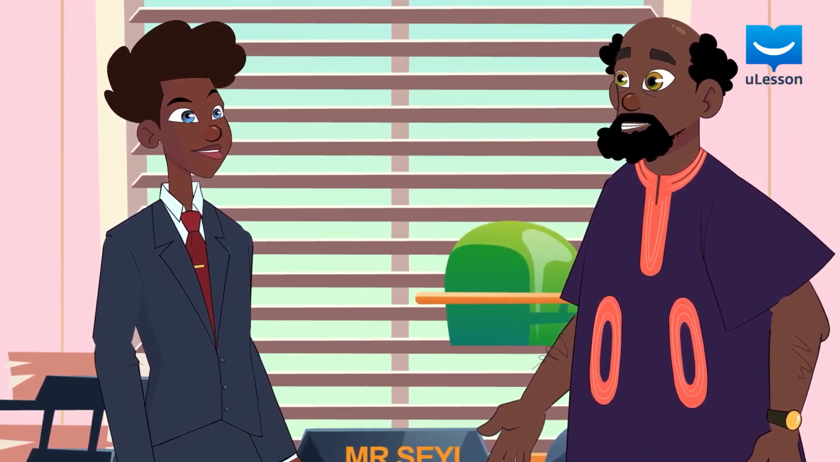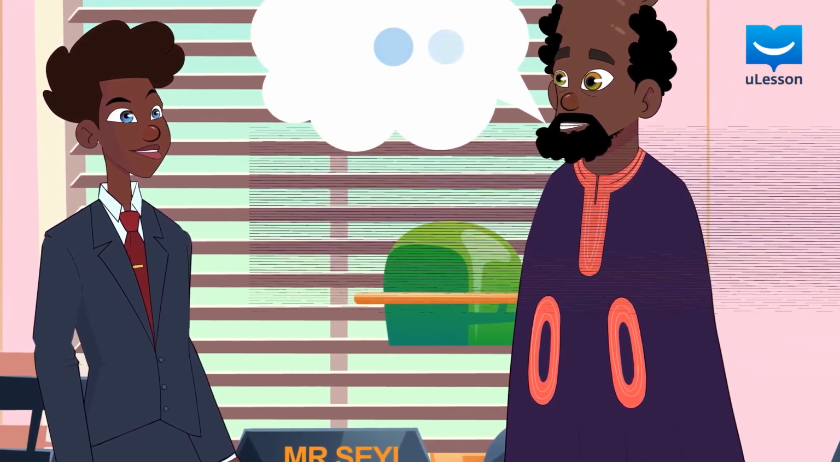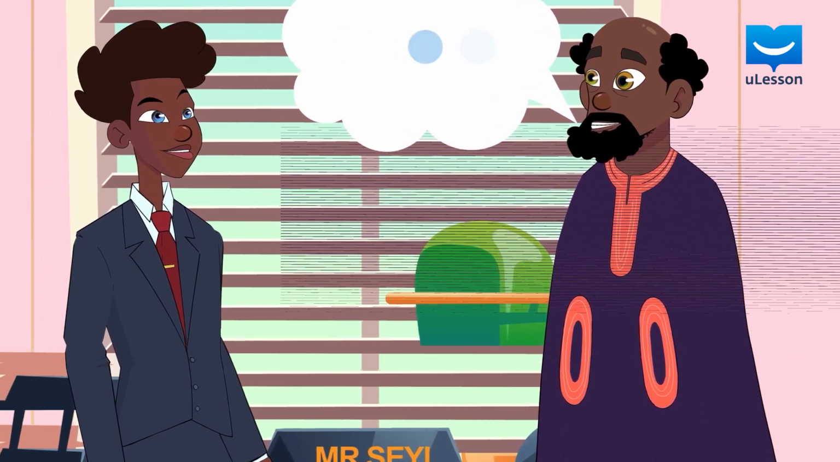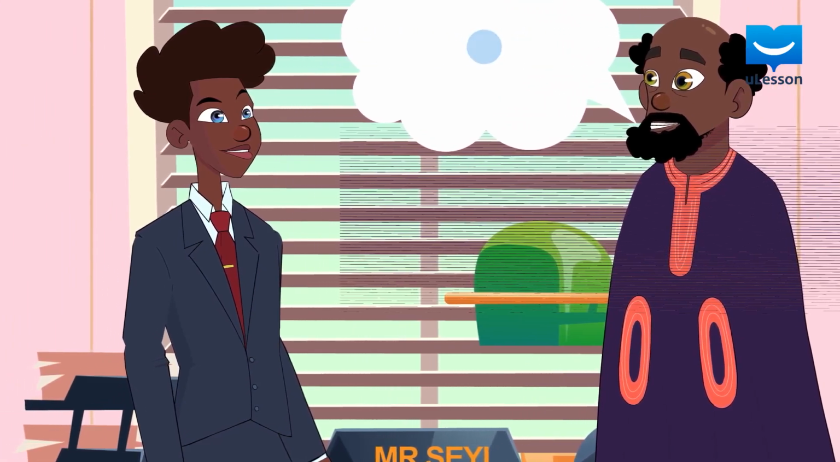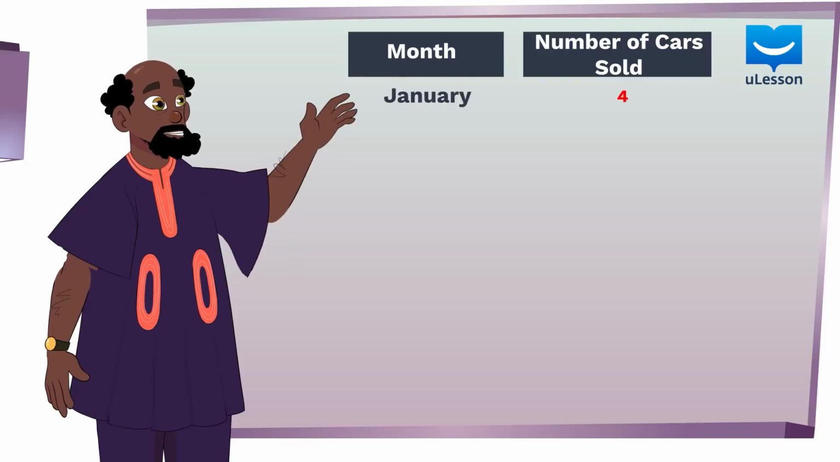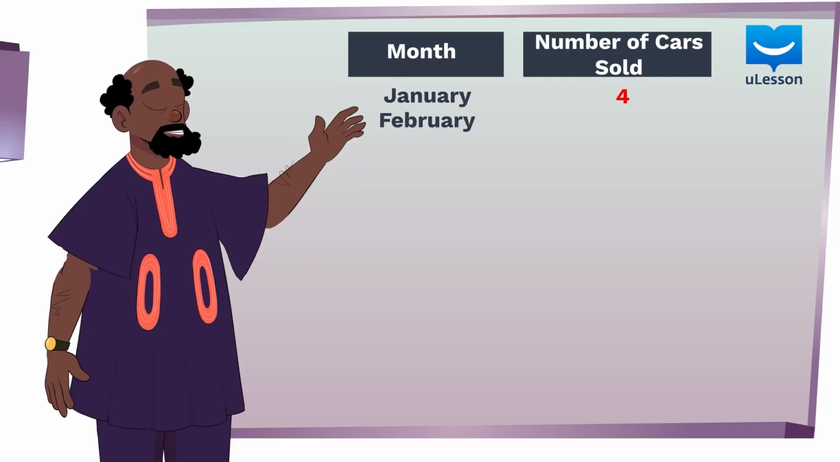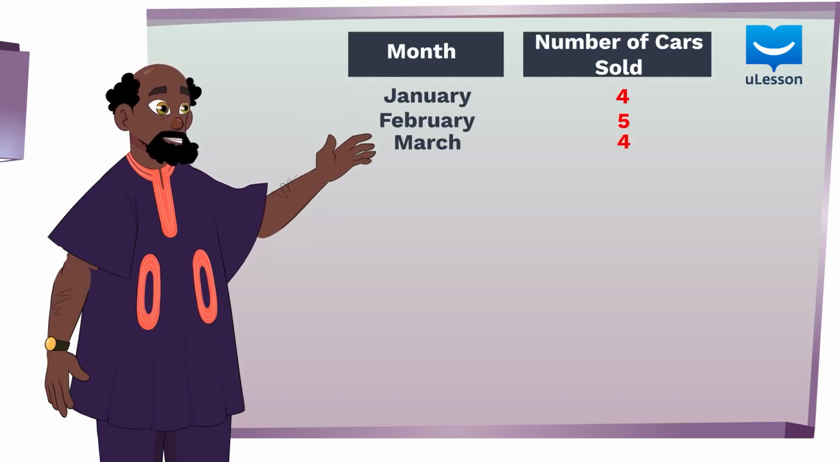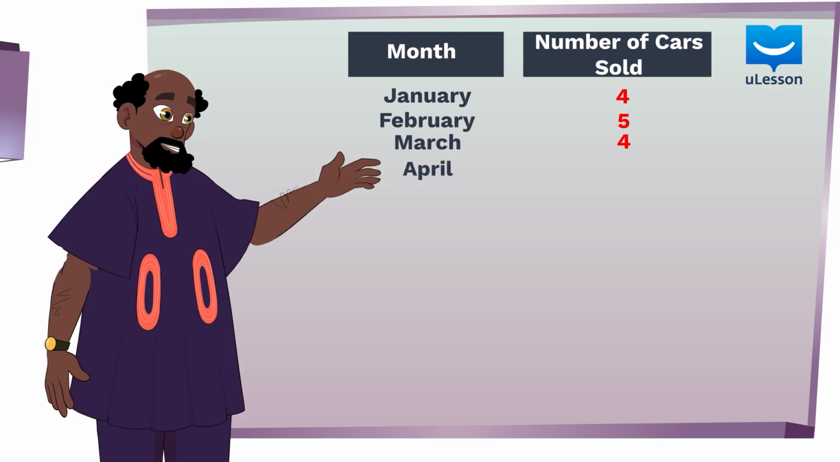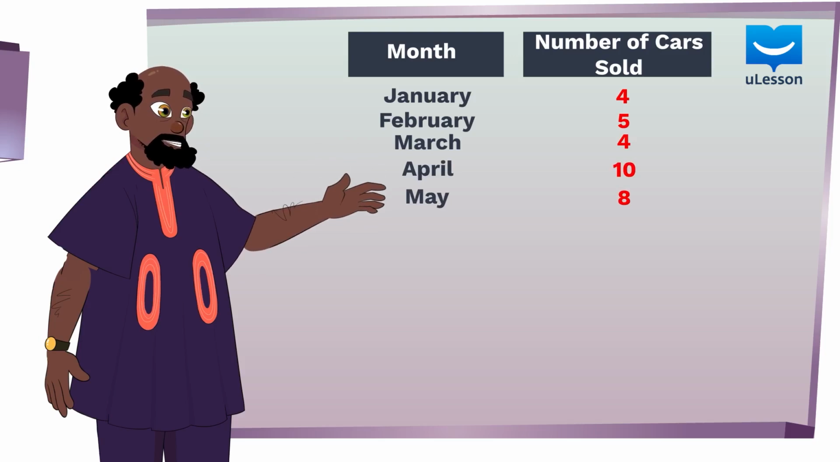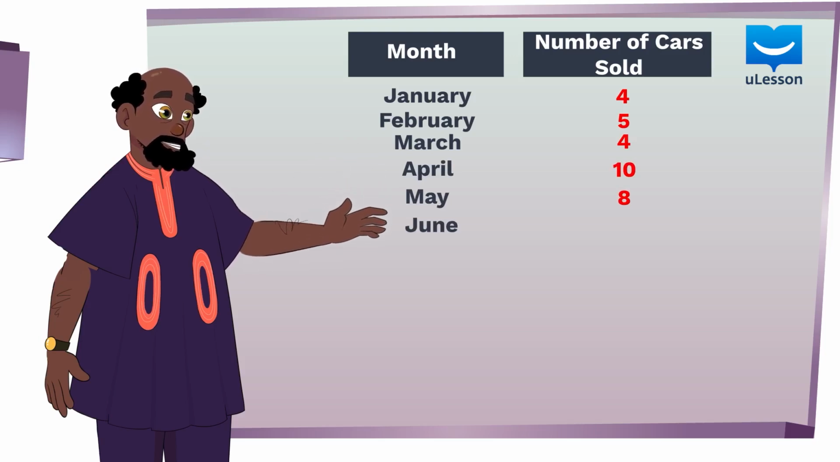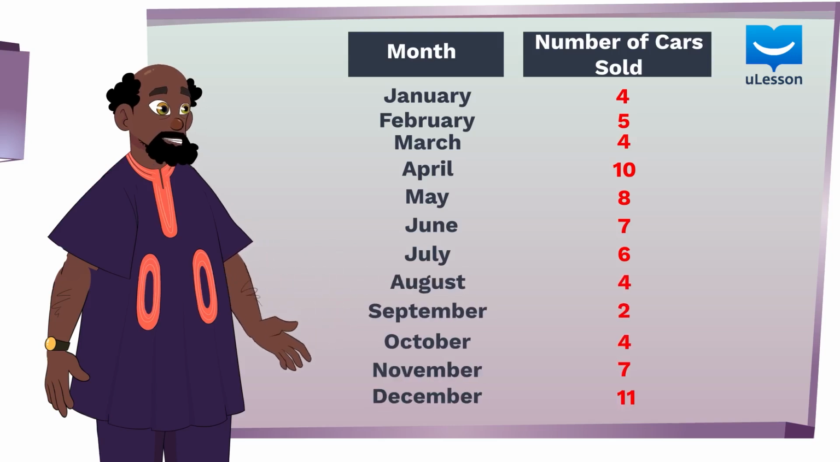Now, Mr. Cairo gave a breakdown of the monthly sales of cars for the 12 months in 2021. In January, 4 cars were sold. In February, 5 cars were sold. In March, 4 cars were sold. In April, 10 cars were sold. In May, 8 cars were sold. In June, 7 cars were sold. And the numbers for the subsequent months are added in the table you see.